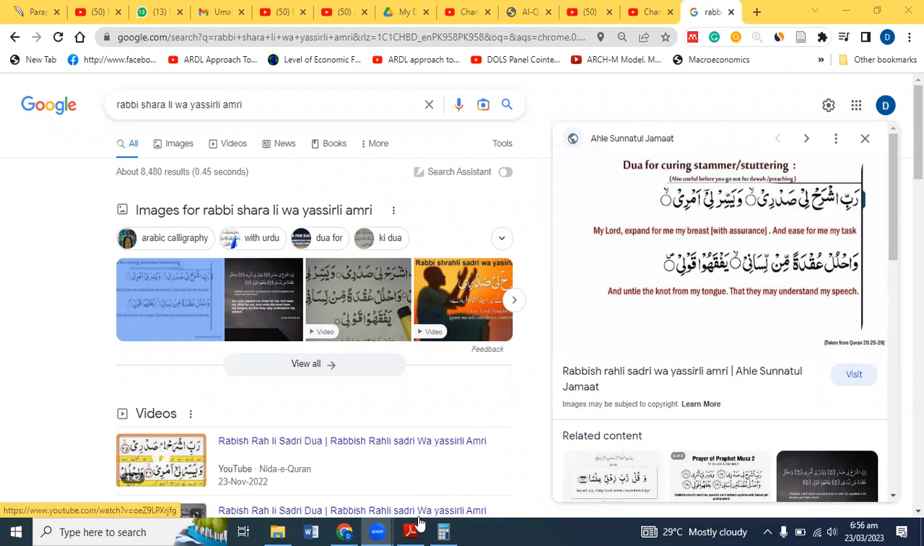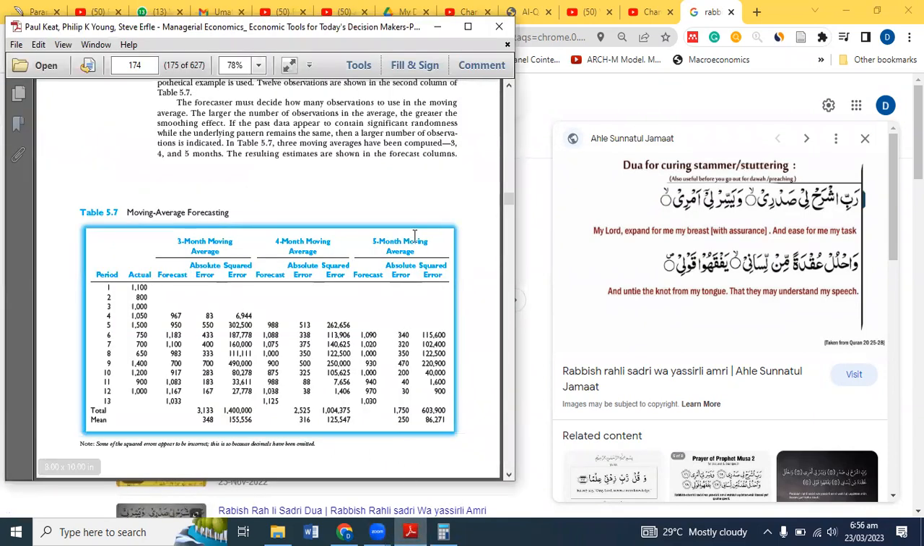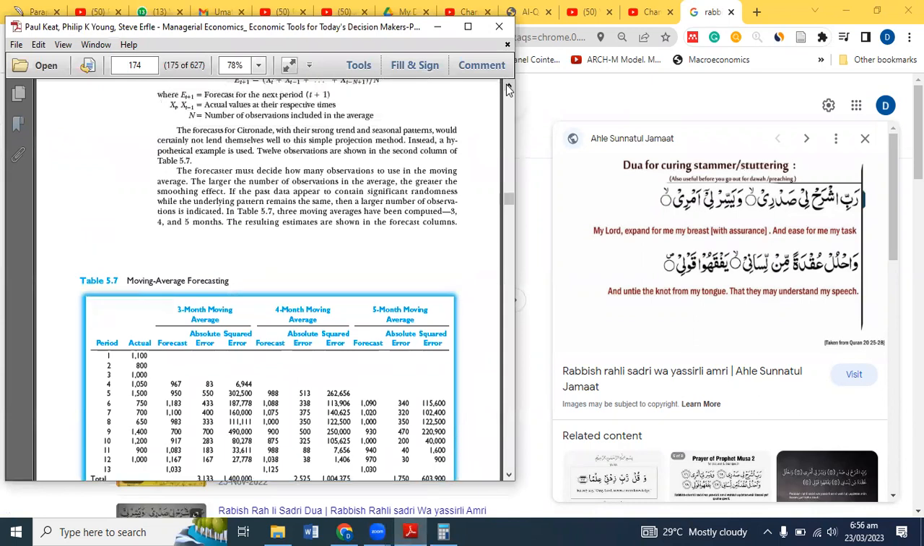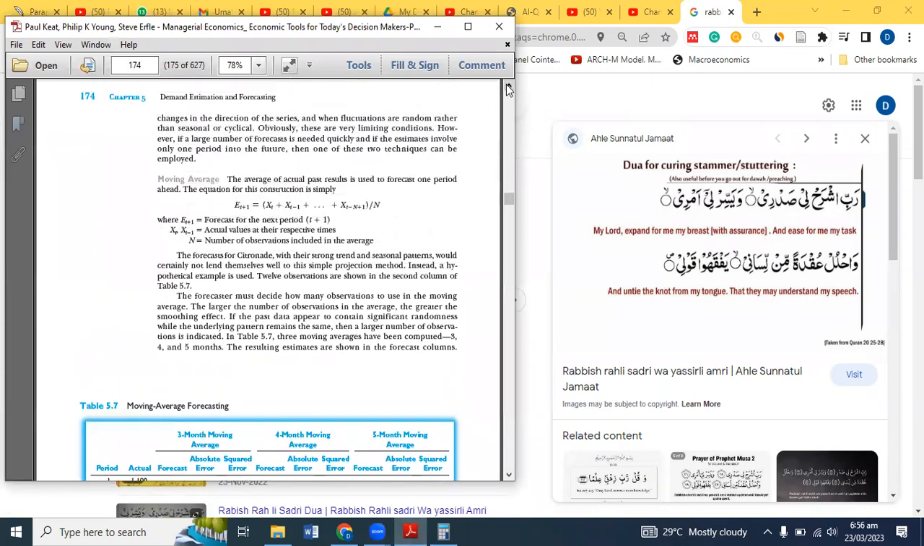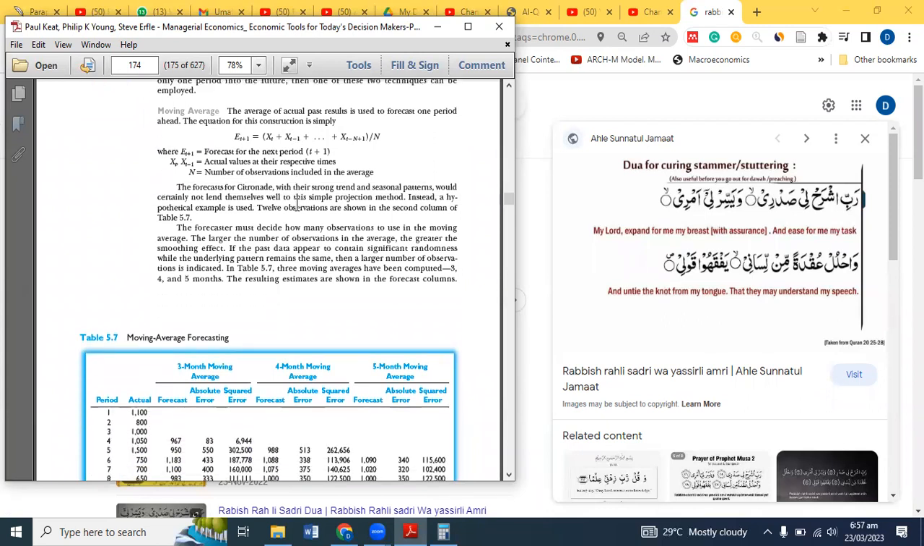Today we are going to discuss moving average forecasting. Moving average forecasting is the average of actual past results used to forecast one period ahead. This is the equation that we will use for forecasting. ET1 is the forecast for the next period. XT is the actual value at the respective time, and N is the number of observations included in the average.